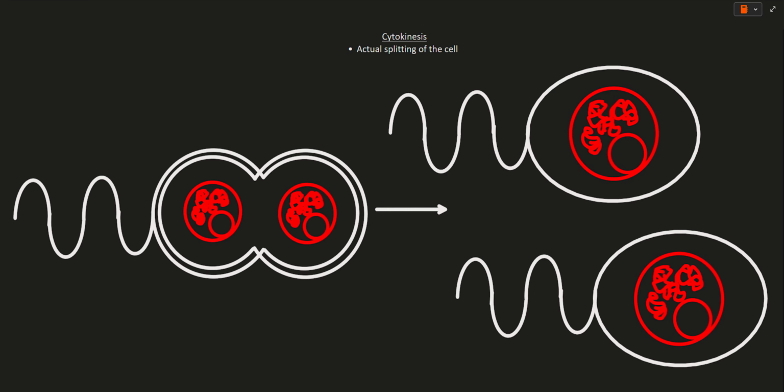After telophase 2, cytokinesis occurs again for the second time. This results in another 2 cells. This results in a total of 4 cells, because this is the second time cytokinesis occurs, and each round of cytokinesis results in 2 daughter cells.